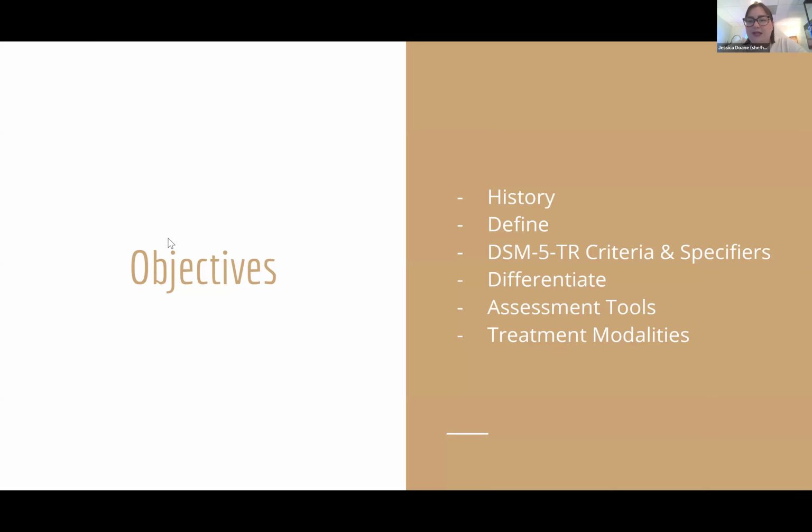Then I'm going to go into the definition of current day adjustment disorder, what this looks like, and what that criteria is. We'll go through the DSM-5-TR criteria and the different specifiers. We're also going to look at some differentiation between other diagnoses that may show up similarly. I'm going to go through some assessment tools that are options for you to utilize, and then some different treatment modalities if you come to the place of, okay, the person I am working with does in fact have an adjustment disorder. So buckle up because we have quite a bit of content to review in the next hour.